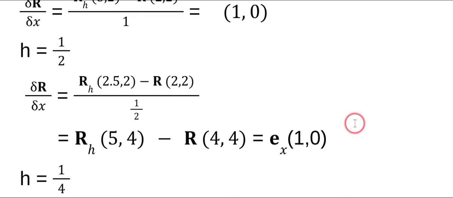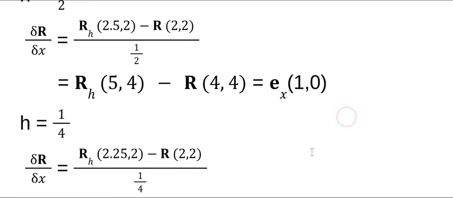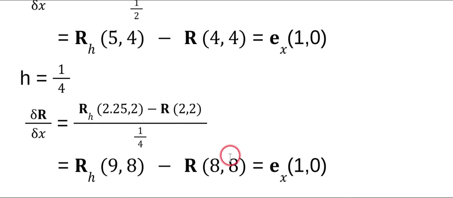Let's do it one more time, with h equal 1/4. So we're dividing by 1/4. That's like taking the scalar 4 up here and multiplying these two vectors. And we get (9, 8) minus (8, 8), which is (1, 0). So we keep getting (1, 0). That's because it's a basis vector. So let's go look at it graphically.